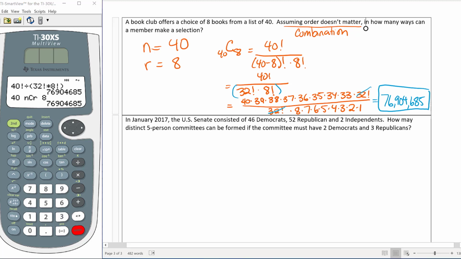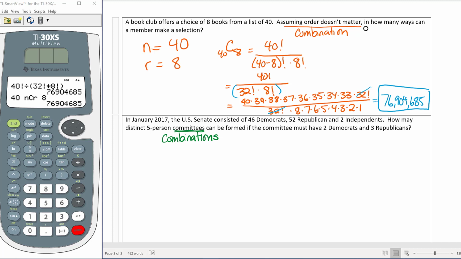Our next example: in January 2017, the U.S. Senate consisted of 46 Democrats, 52 Republicans, and 2 independents. How many distinct 5-person committees? Okay, committees. What does committees tell us? Committees are combinations because everyone's working together on the committee and no one has a different position. So that's not going to be a permutation. It's definitely going to be a combination.